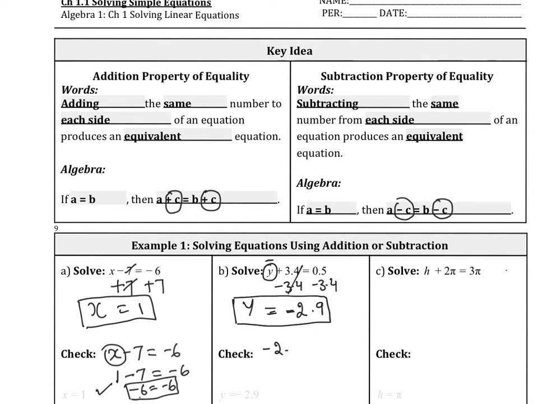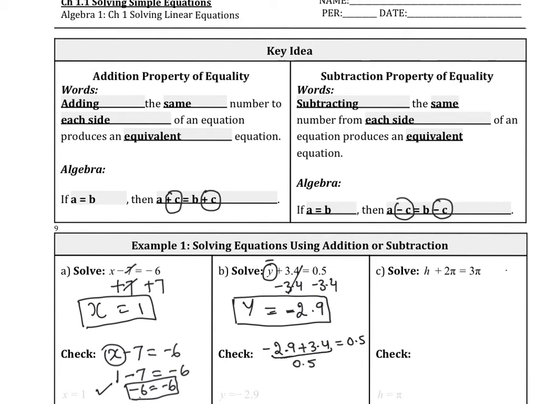So negative 2.9 plus 3.4 equals 0.5. That was the main equation, and you plugged in negative 2.9 for y. When you add these two, you're going to get 0.5 on both sides, which is true.